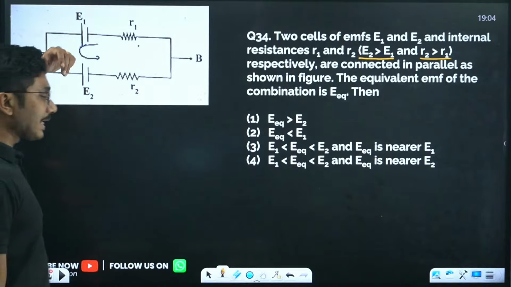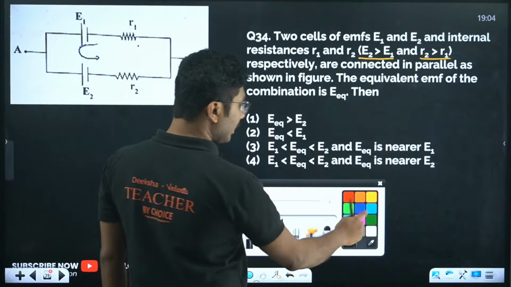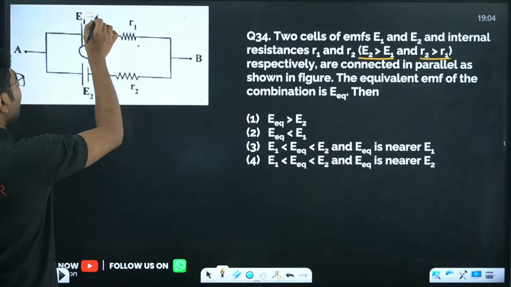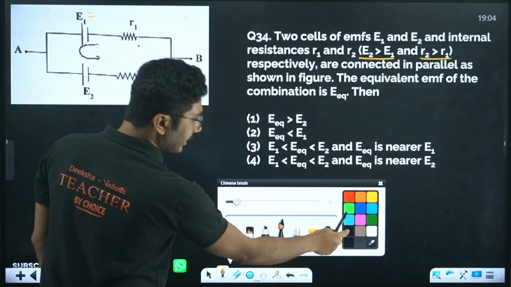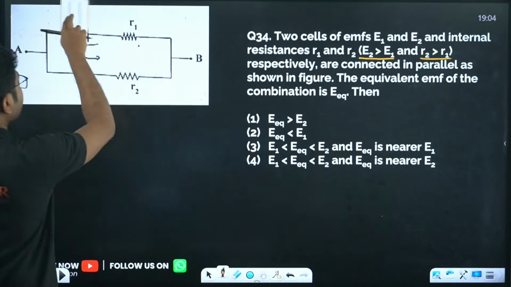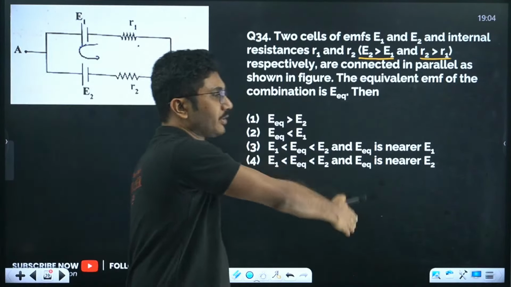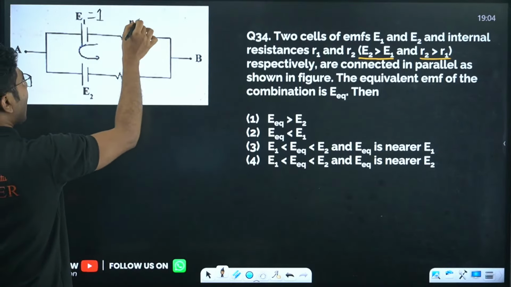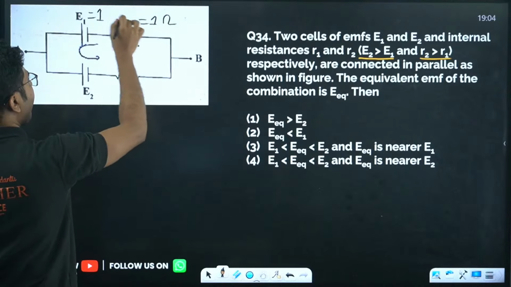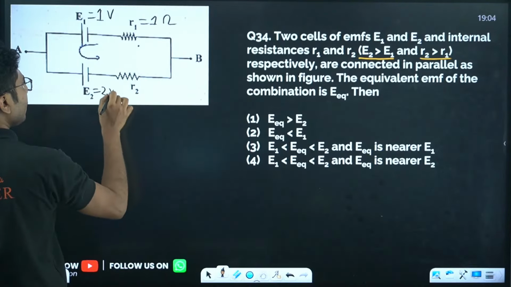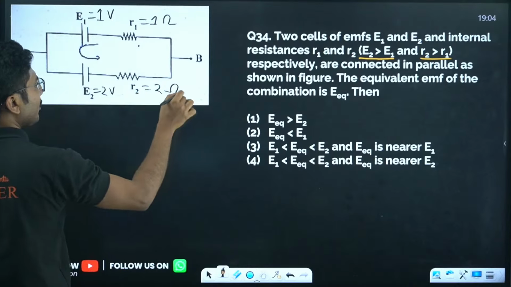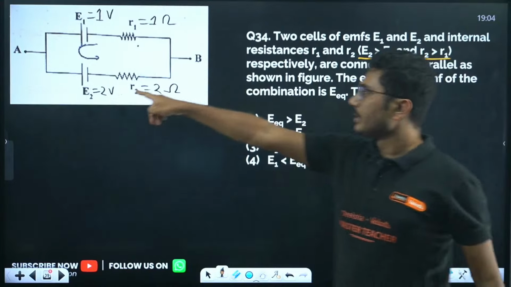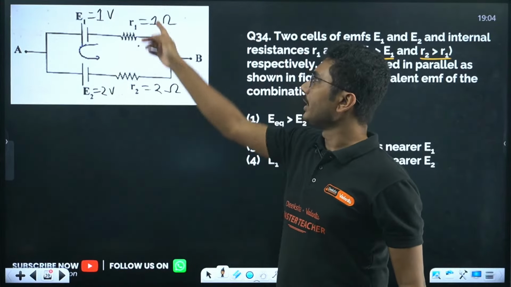Now this question can be tricky if you do not know the trick on how to solve it. So here you have to take some values. If you don't take the values, you will not be able to figure out which option to take. So let's take E1 as 1 volt, R1 as 1 ohm, E2 as 2 volt, R2 as 2 ohm. So both of our conditions are satisfied over here. E2 is greater than E1, R2 is greater than R1.